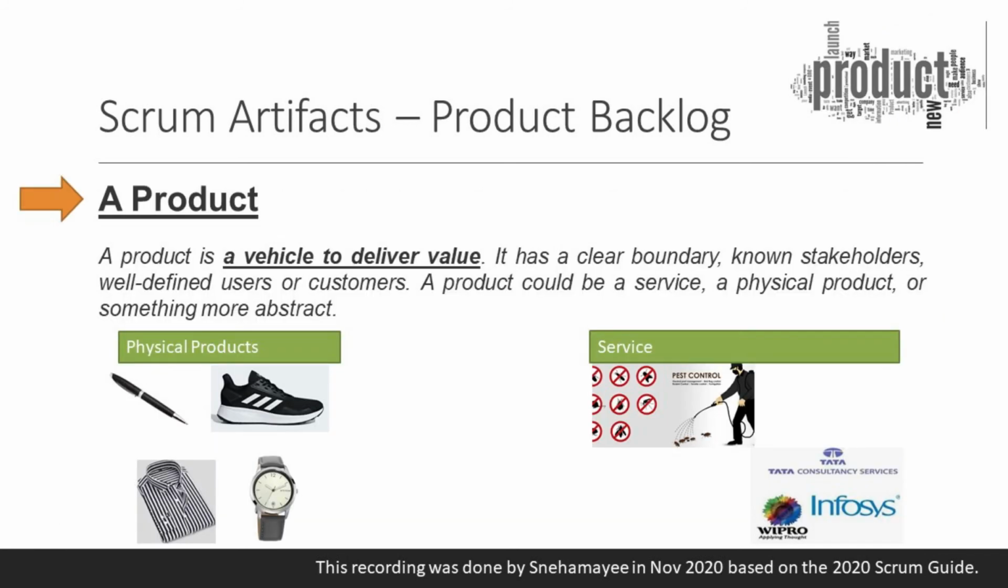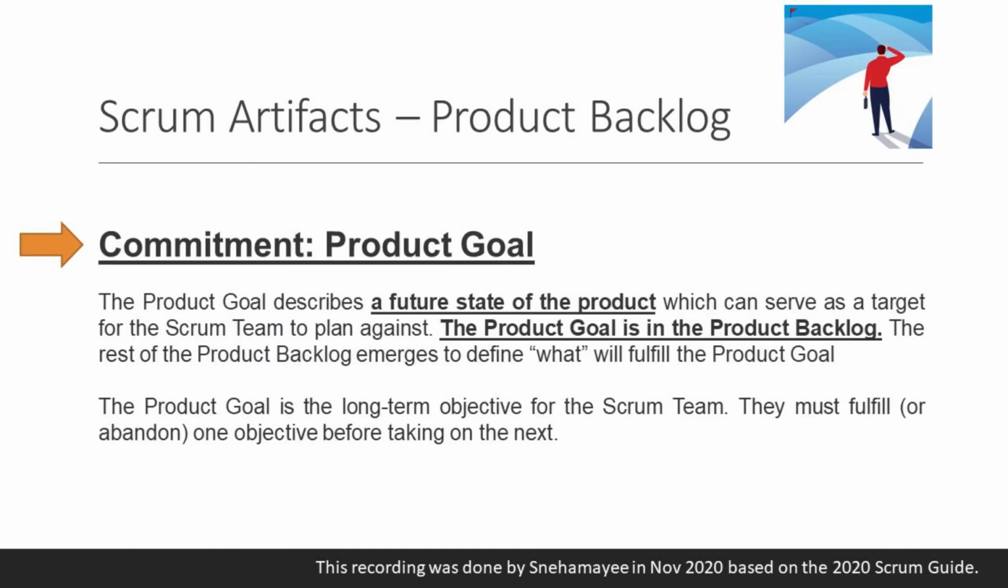A product. A product is a vehicle to deliver value. It has a clear boundary, known stakeholders, and well-defined users or customers. A product could be a service, a physical product, or something more abstract.